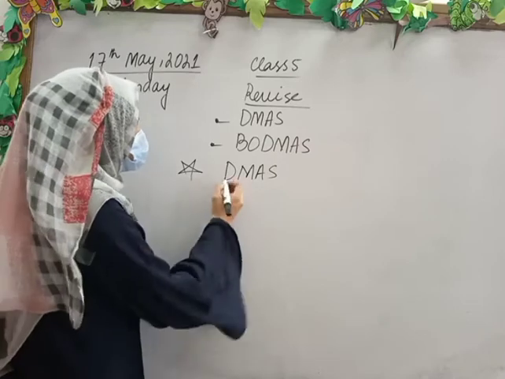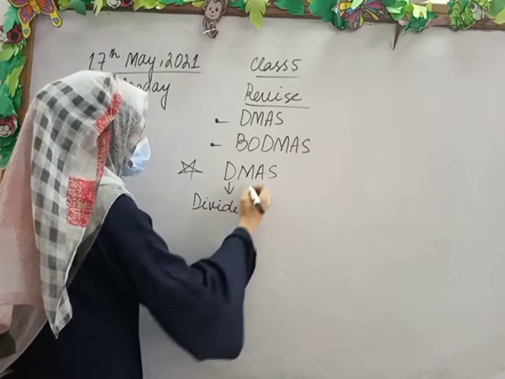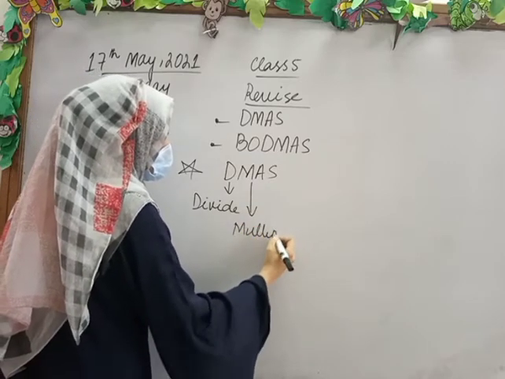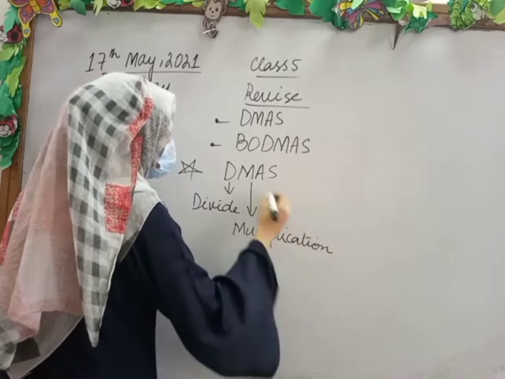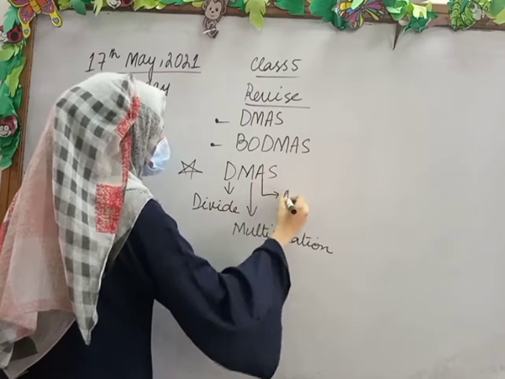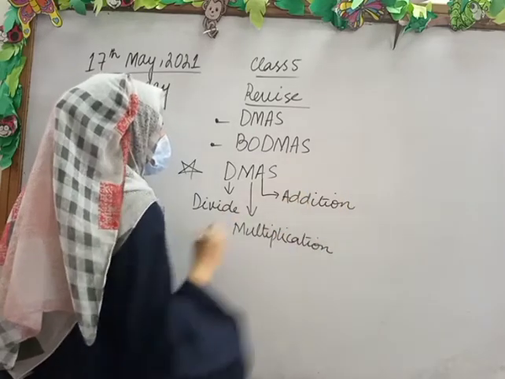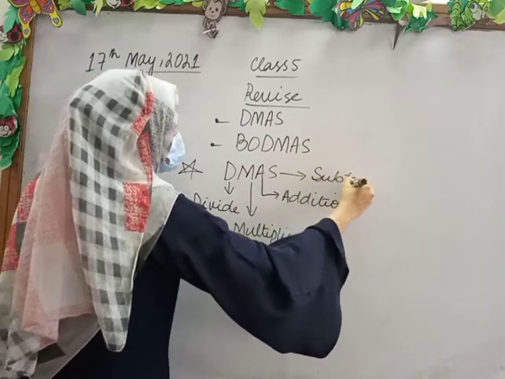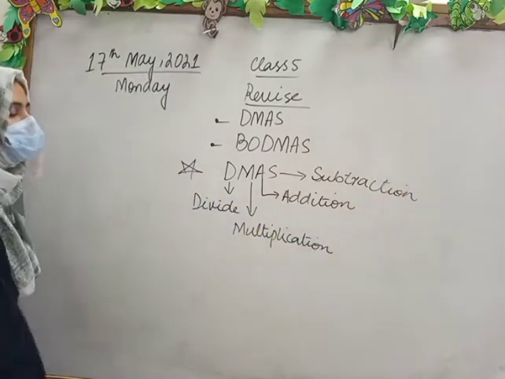Very good. D stands for divide. M stands for multiplication. A stands for addition and S for subtraction. Okay class?